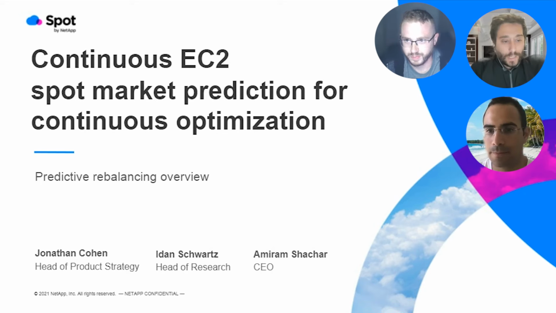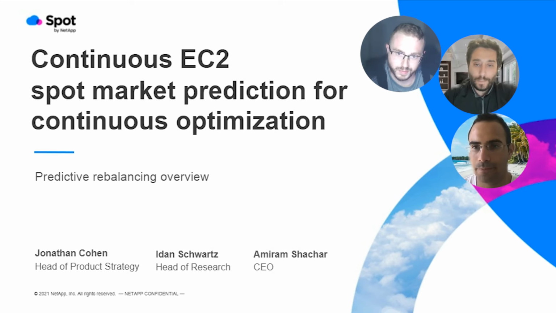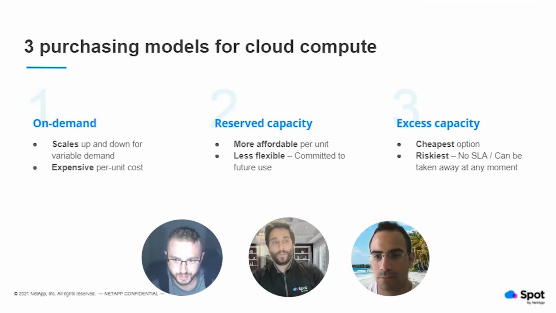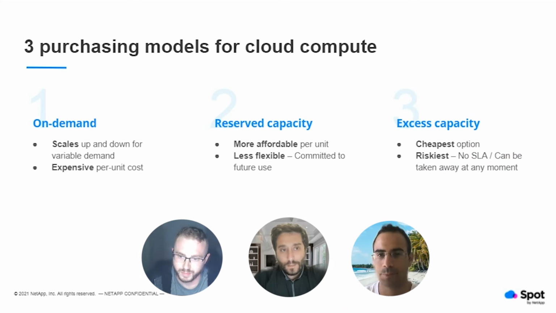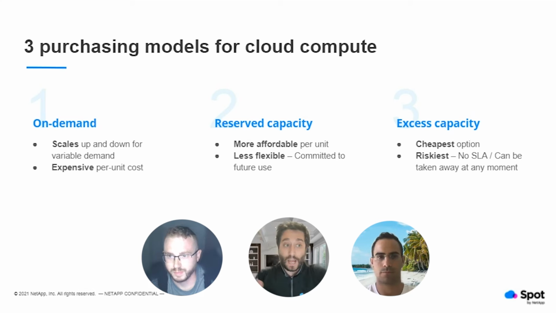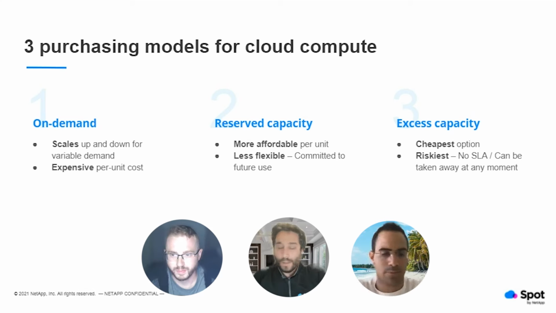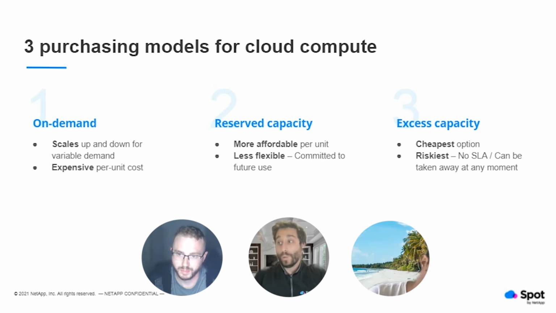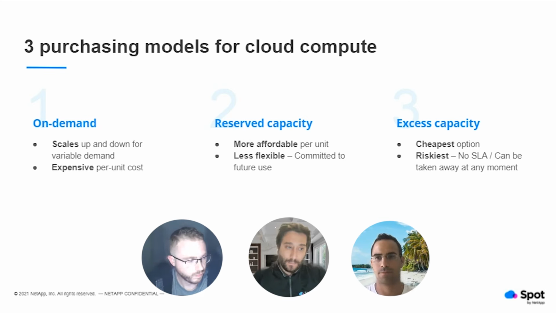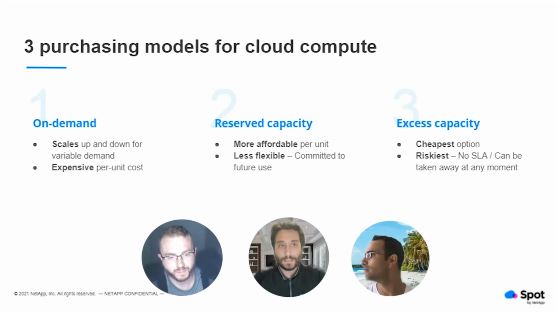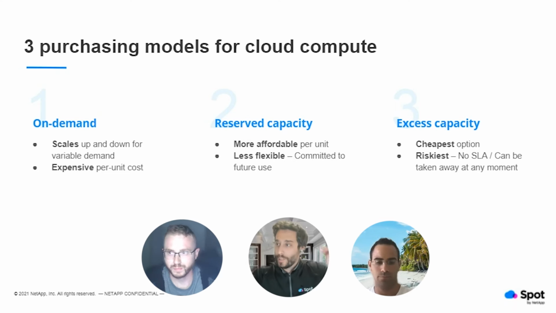Before we kick off, I want to first align so we can all be on the same page on the basics of cloud compute pricing models. First of all, the basic one is on demand, where you can scale up and down for variable demand. You can start and stop it whenever you want, and you pay basically for what you actually used.